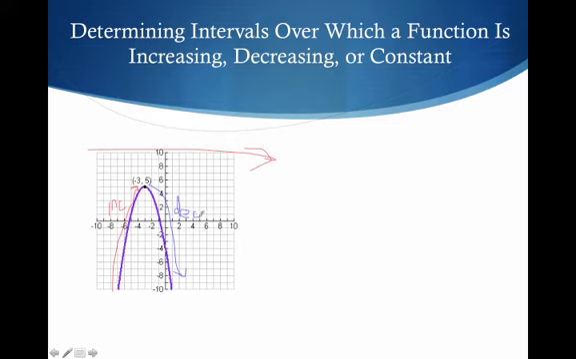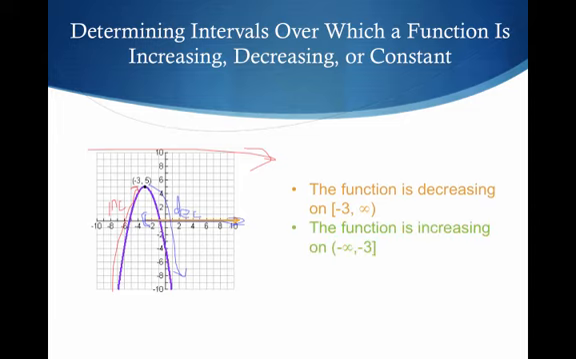Now remember we want domain intervals. So the function is decreasing, let me grab my pen again, from -3 to infinity. That's the domain intervals where it's decreasing. What about increasing? You can see -3 to infinity, we're decreasing. Increasing on -infinity to -3. This is where we are increasing. So again, the trick, read the graph left to right, the same way you read a book.